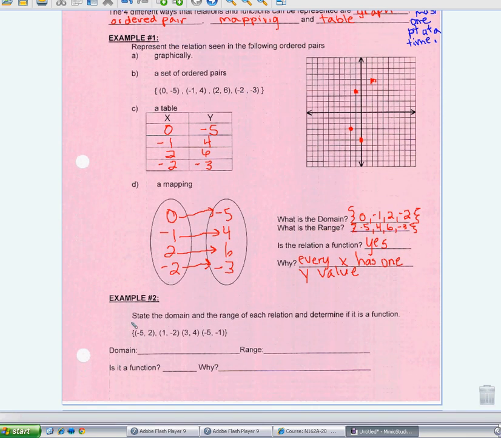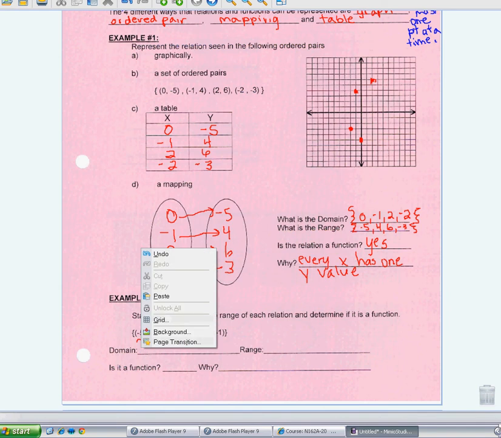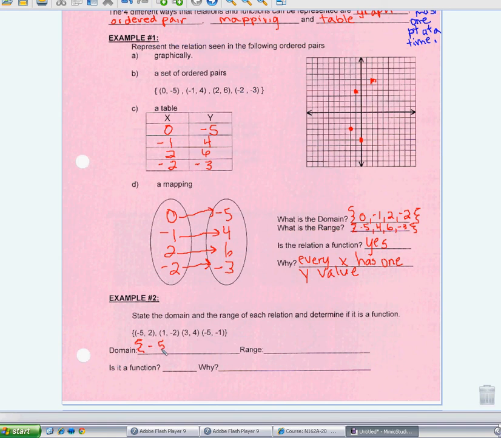Example 2. State the domain and range of each relation and determine if it is a function. Okay, domain again is my x values. So I have -5 for an x value, 1 for an x value, 3 for an x value, and -5. So I'm looking at the first set of numbers in my ordered pair. Range, that's going to be my second set of numbers. Those are going to be my y values: 2, -2, 4, and -1.